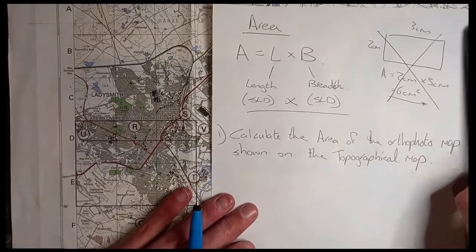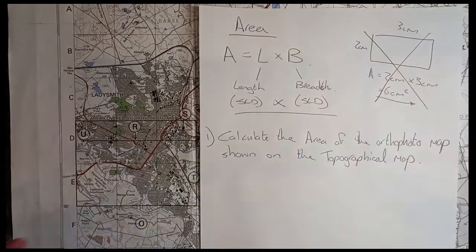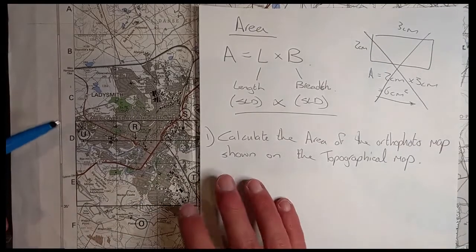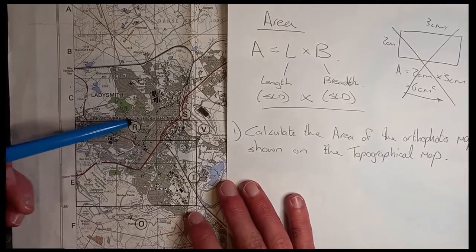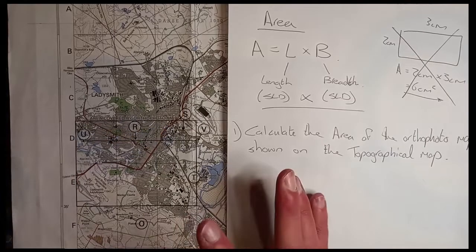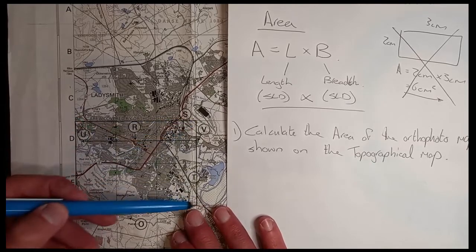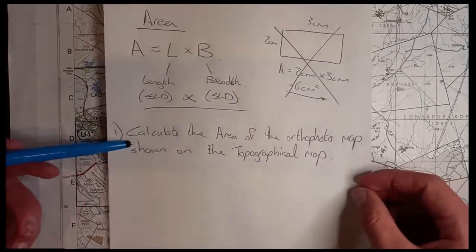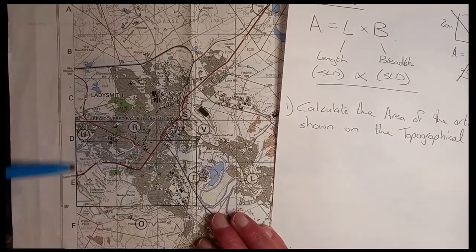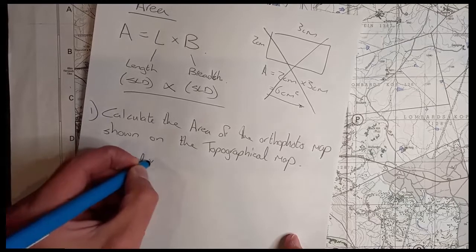Right, so I want to find the area that is expressed by the orthophoto map. Now this area that I'm talking about is this over here. This block over here, you can see it says area covered by orthophoto map. Now orthophoto map is the black and white satellite image of the certain area. But now it only covers this block. So when I want to calculate the area of the orthophoto map that is shown on the topographical map, I am literally asking for this over here. So we know that area is equal to length times breadth.